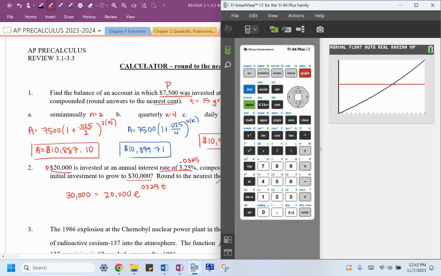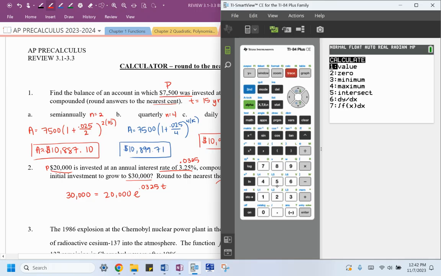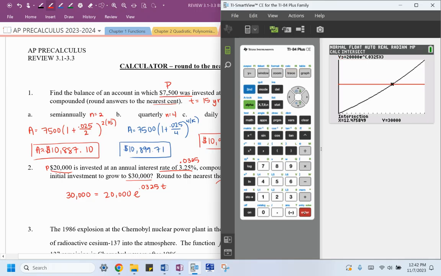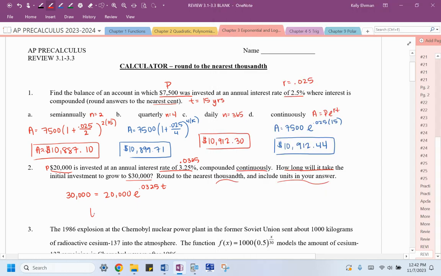So this point of intersection represents when my exponential function, my balance in the bank account, hits 30,000. So find the intersection point. Round to three places, so 12.476. t is approximately equal to 12.476. Label that as years.